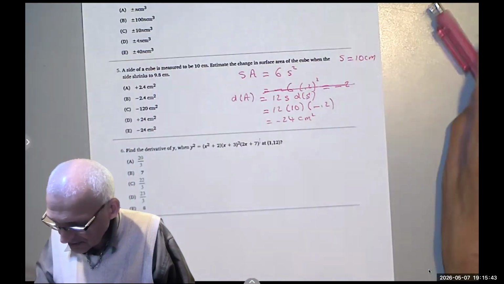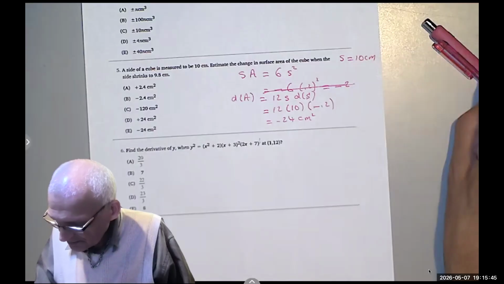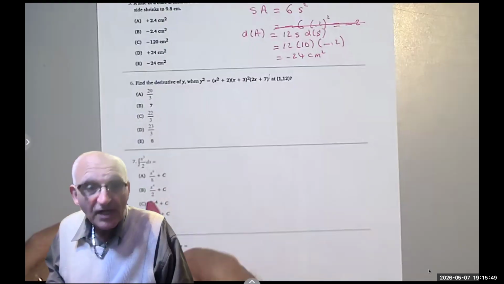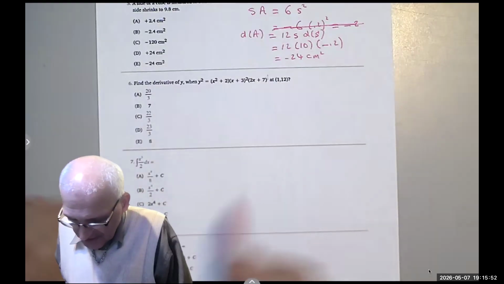9604, so this is 396 times 6. You get negative 24. And then we move to number 7. That's a very easy problem.